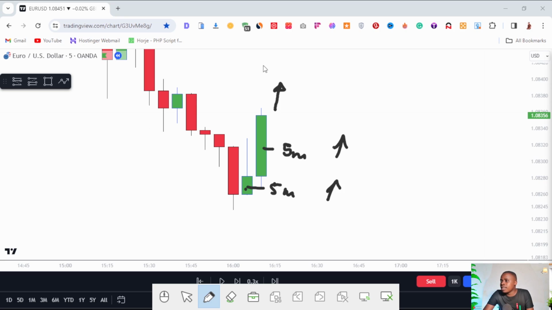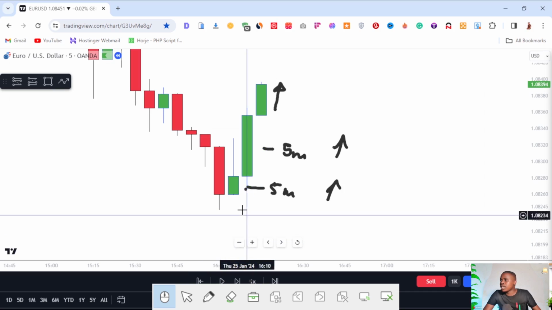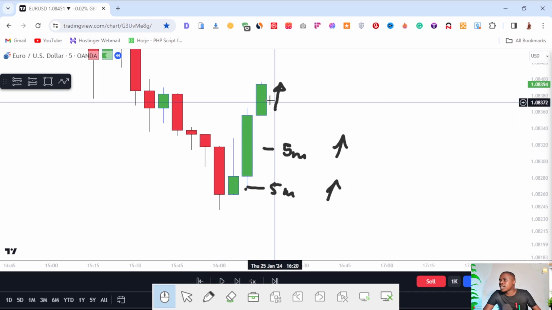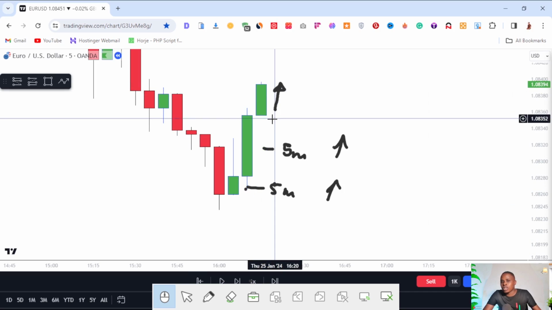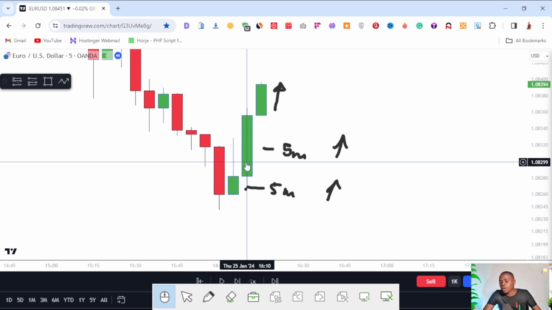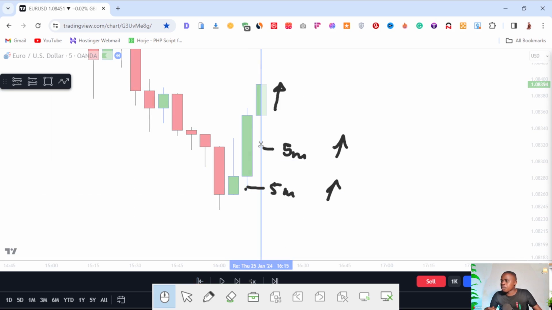So let's see if the next candle that comes up here manages to be another green candle, because this market has been moving to the upside. So let's see what happens next, right? So we can see that we have another candle here, and this candle is pushing also to the upside. So this first candle and this second candle were showing us that the market has been in high momentum, right?